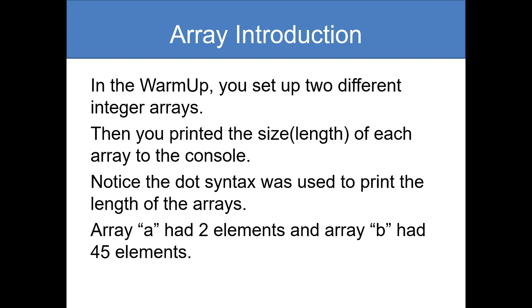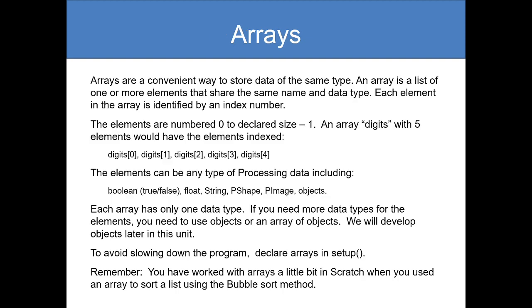Now you might be wondering why do we use this? Arrays are a convenient way to store data, especially if it's of the same type. It's one or more elements that share the same name and data type. Maybe a way to think about this is if you're working in an Excel document or Google Sheets, some kind of data table. They're all going to be all of your X's, all of your Y's, all of your names. They're going to have consistent data throughout the entire thing.